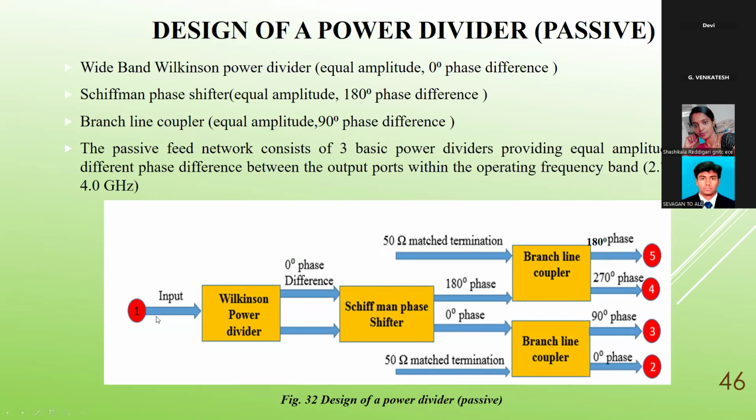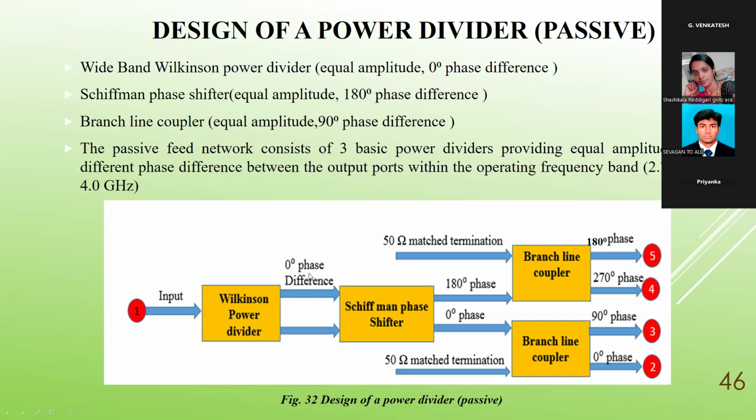We consider the first input signal, input power is coming, then it will pass to the Wilkinson power divider. This gives output with equal amplitude and 0 phase difference. Then a Schiffman phase shifter is used, which gives equal amplitude and 180 degree phase difference. Then a branch line coupler is used, which provides equal amplitude and 90 degree phase difference. So with this, he has designed it, and 4 output powers can be obtained, and finally it will be fed to the array.